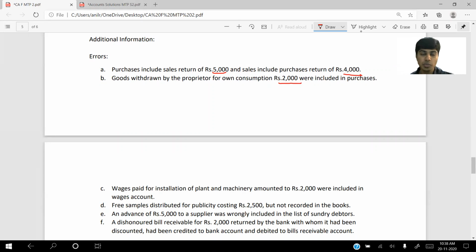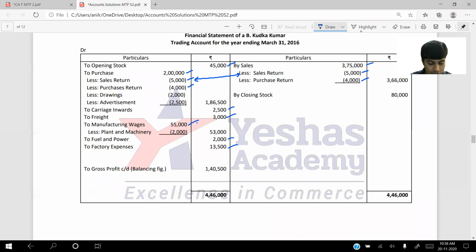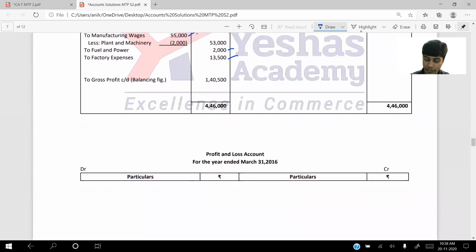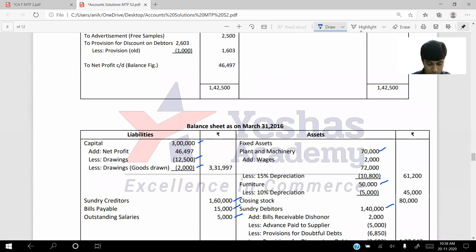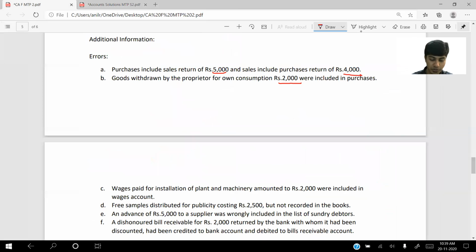Next one, goods withdrawn by the proprietor for own consumption, 2,000, were included in purchases. So this 2,000 has to be deducted from purchases, added to drawings and deducted from capital. The goods for the proprietor's own consumption have to be deducted from our purchases and then capital. Let us see drawings 2,000 here. Then I'll show it to you in the balance sheet, where capital would have deducted 2,000 drawings. Get that? Because the journal entry for drawings of goods is drawings account debit to purchase account.